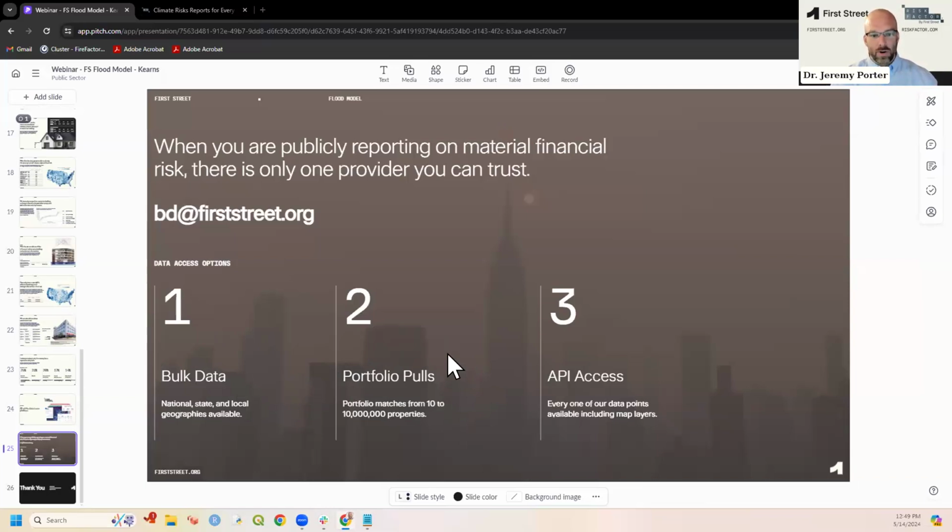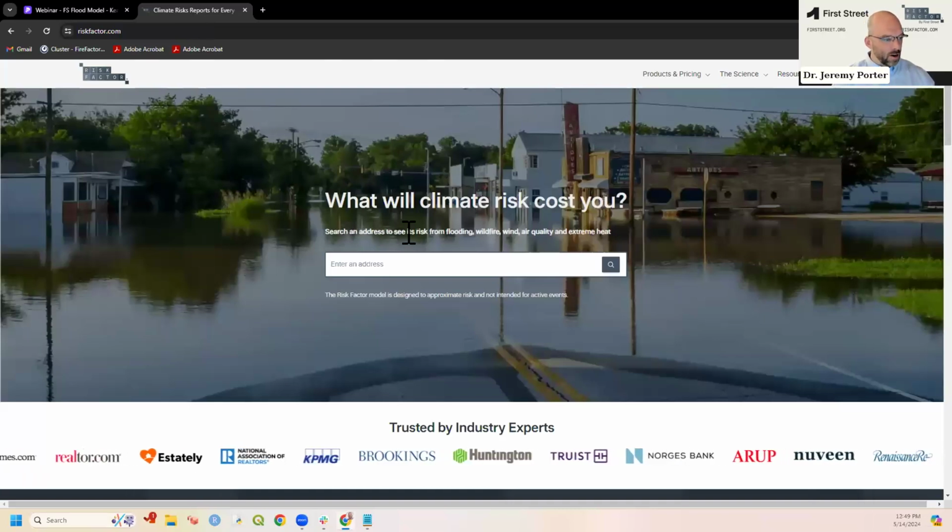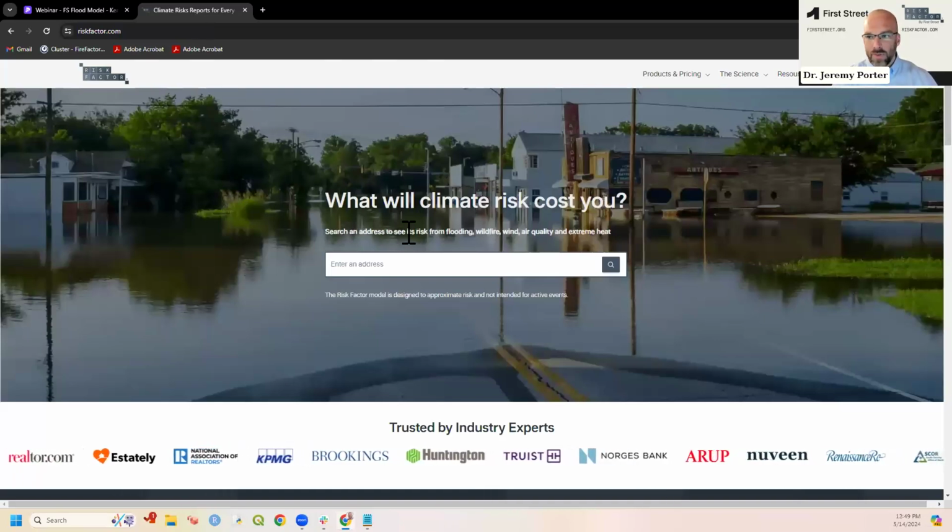We do have the capacity now to do portfolio pools, where we can match actual business locations, property locations. Generally, all we need is a lat long. We can feed back all the information for all the properties that are in a portfolio. And then we also have API access. So we do have the data available in a lot of different ways. But one of the ways that a lot of people know us for is that we've integrated all of this data onto our riskfactor.com tool.